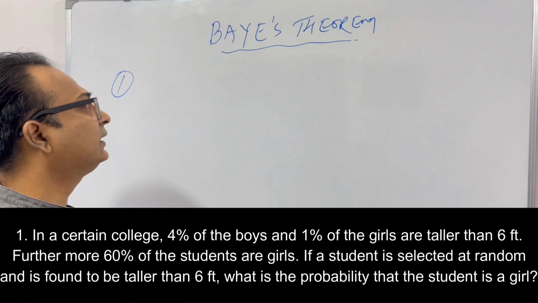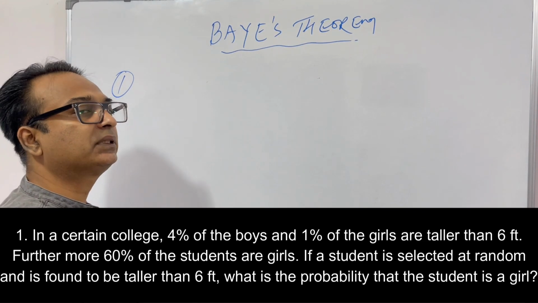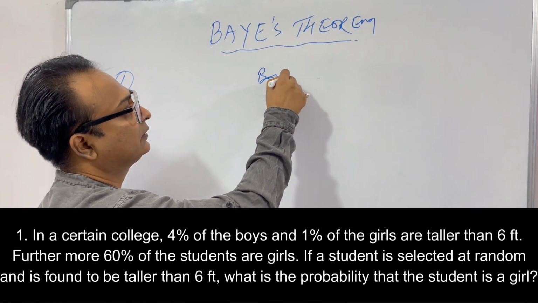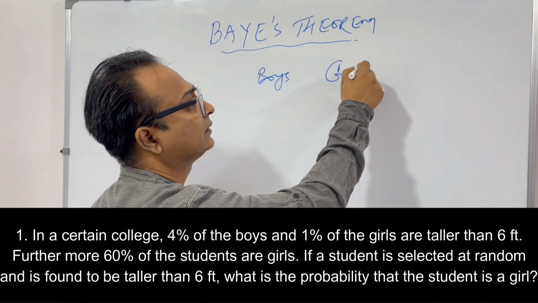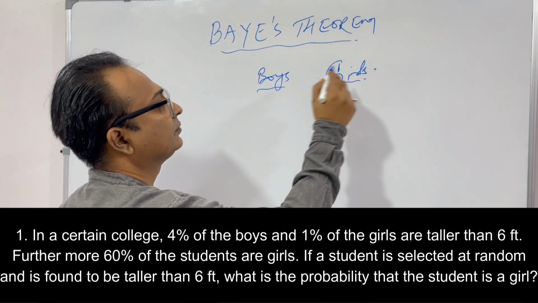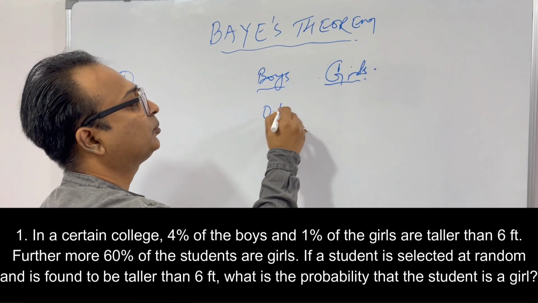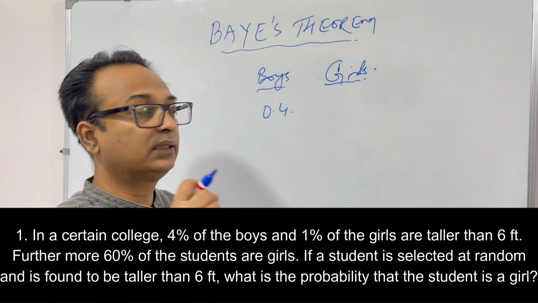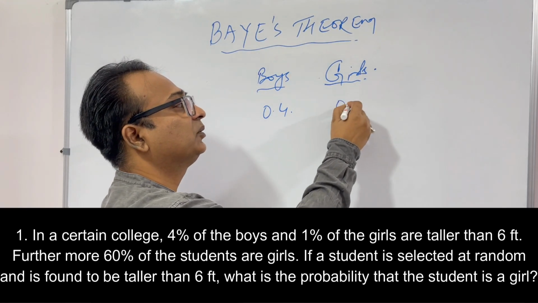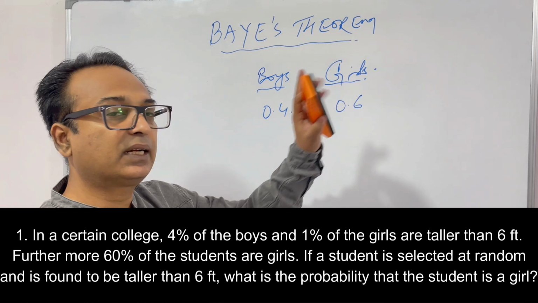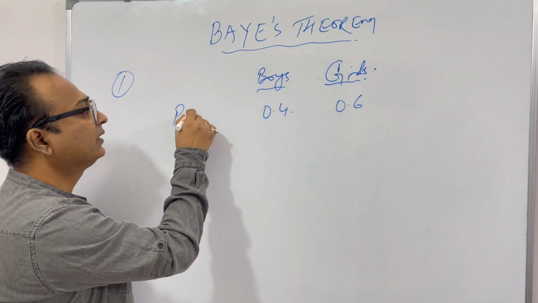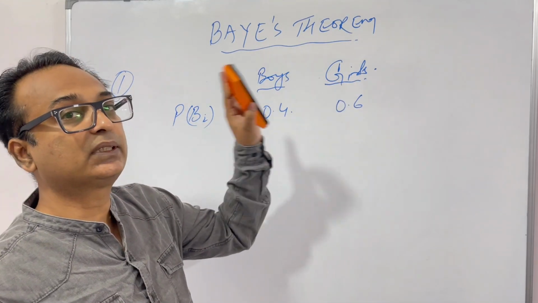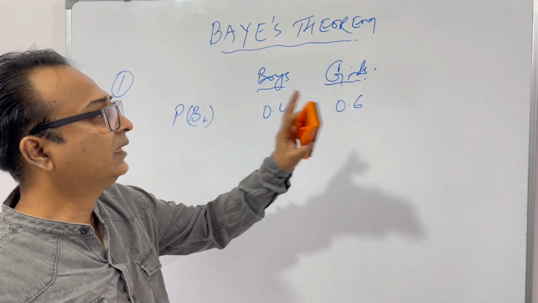First question says, in a college 60% of the students are girls. Let's say this is boys, this is girls. So if we select a student, the probability of getting a boy is 0.4, and 0.6 is the probability of getting a girl, because 60% are girls. Okay, so this is our P(Bi), the probability of that exhaustive event. This is 0.4 and then 0.6.